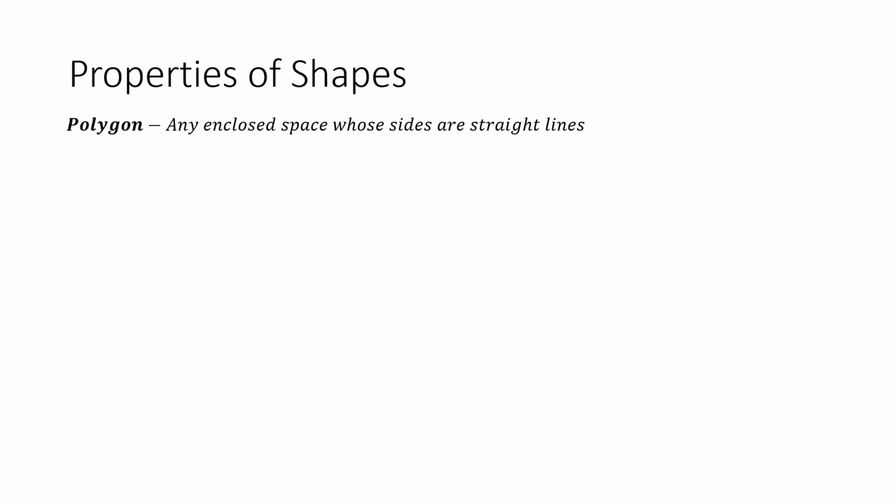And so a circle technically is not a polygon, but pretty much anything else that you can think of, a trapezoid, a rectangle, a square, as long as every single side is a straight line, that is a polygon. You can have however many sides you want. You could have 30 sides, that's still a polygon.